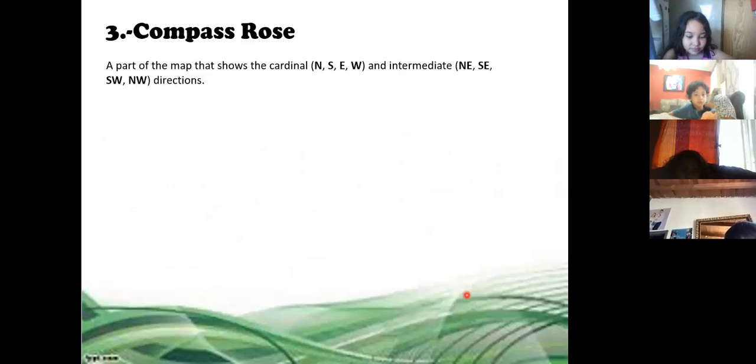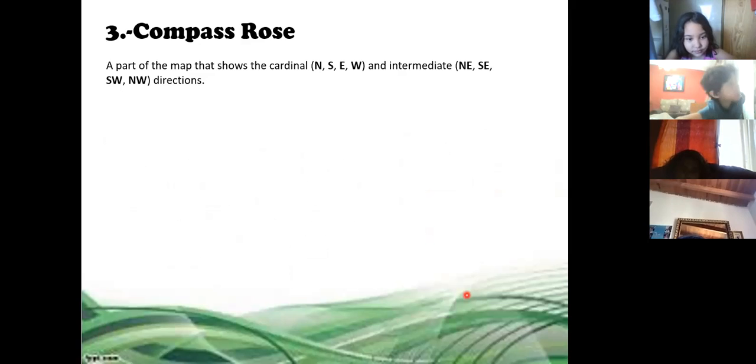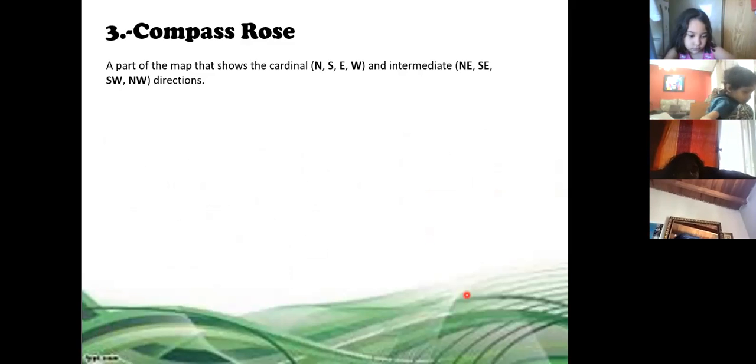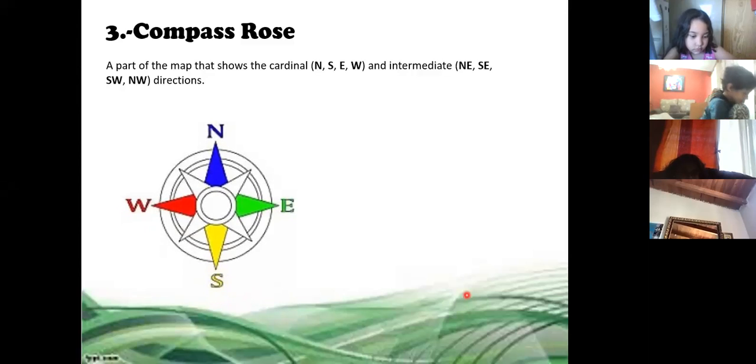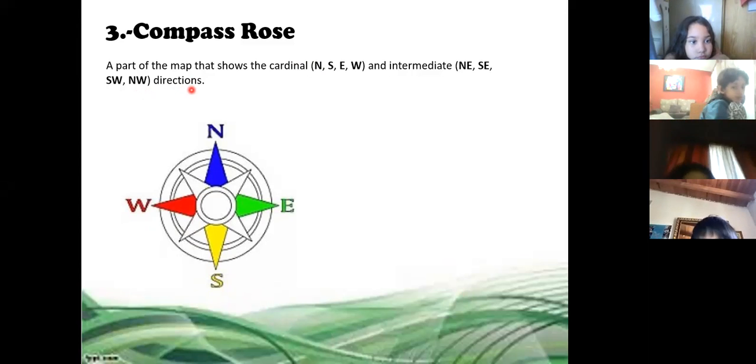Now, let's see number 3. What is number 3 of parts of the map? Compass rose. What is a compass rose? A part of the map that shows the cardinal directions: north, east, south, and west. And the intermediate: northeast, southeast, northwest, and southwest. That's right, directions. A compass rose shows the directions.